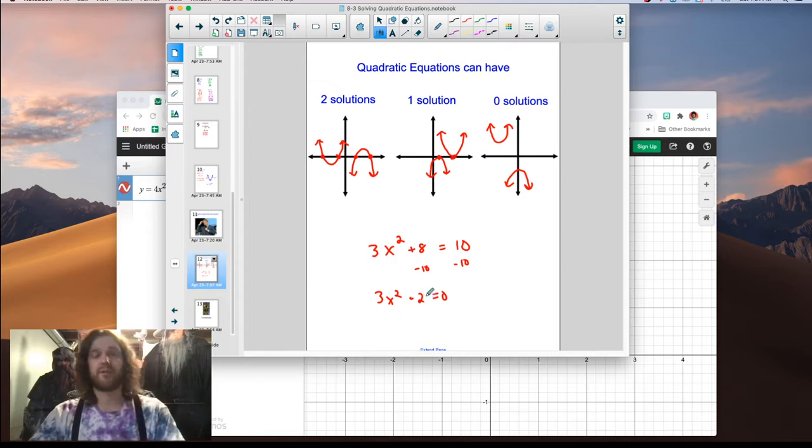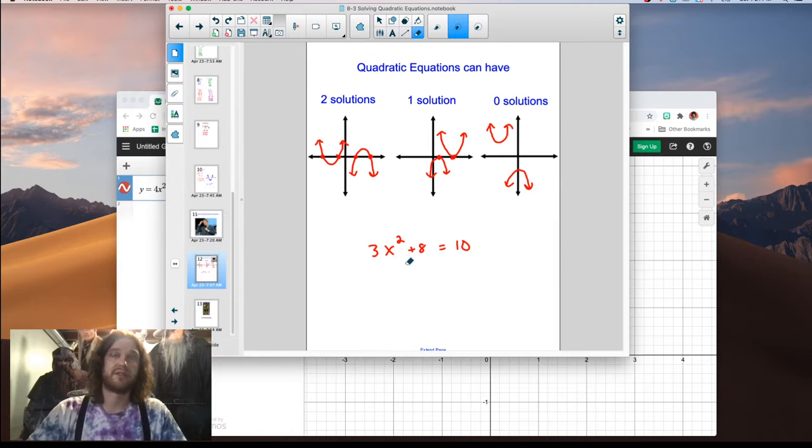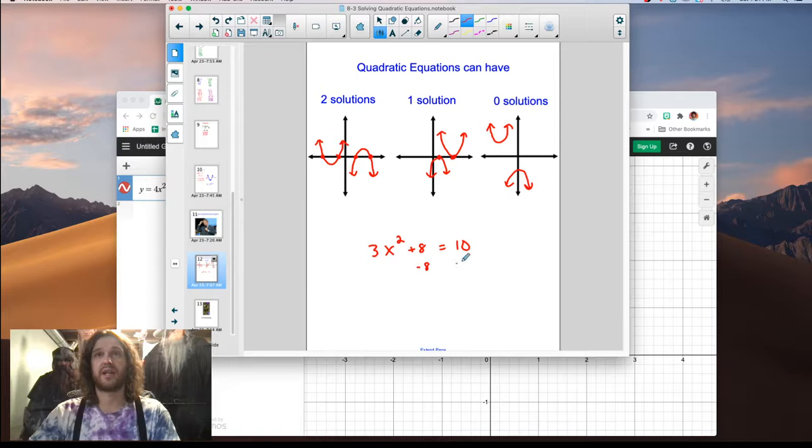If we were solving it algebraically, however, I wouldn't do that necessarily. I'd isolate x squared, so I would subtract 8 from each side like this. You get 3x squared equals 2, divide by 3, and then go from there.